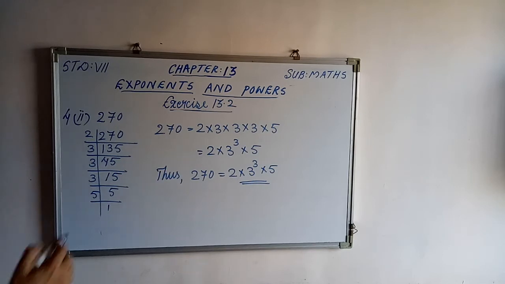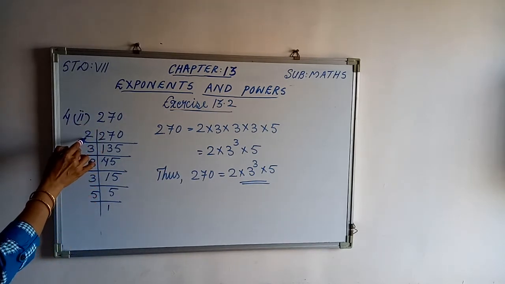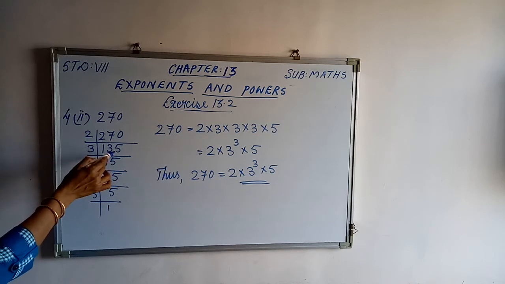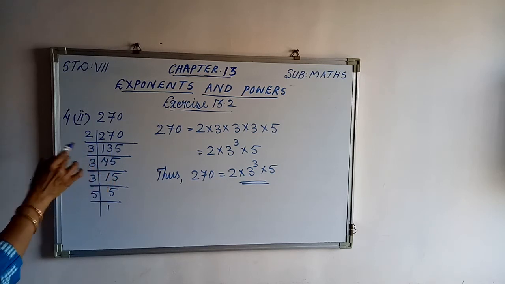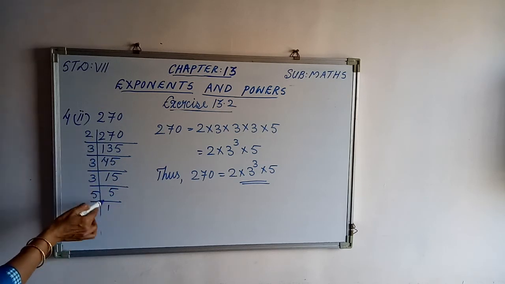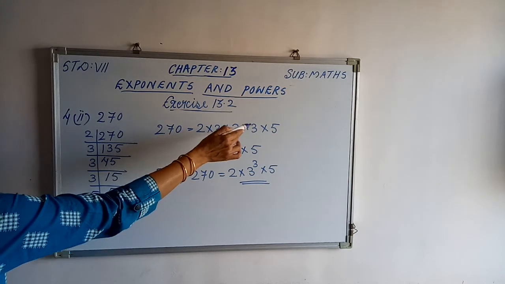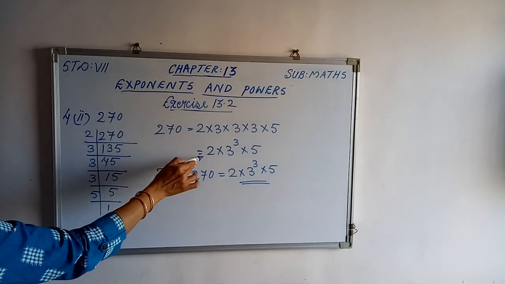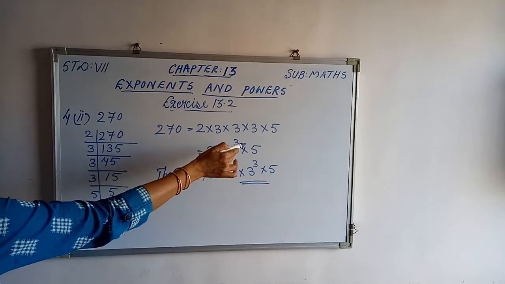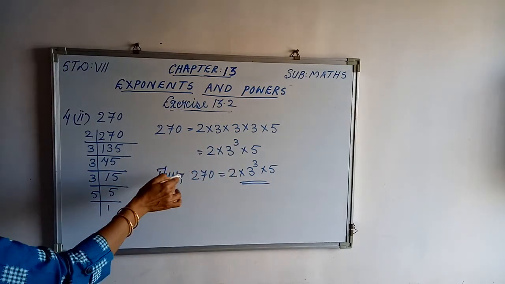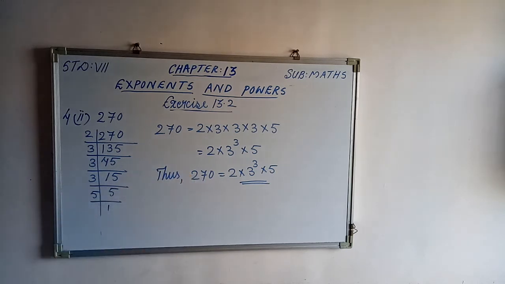Second one, 270. First we can factorize by 2, we get 135. Then 2 is not a prime factor of 135. Then we can factorize by 3 and finally factorize by 5. So we can write 2 multiplied by 3 into 3 into 3 into 5. 2 one time, 3 three times and 5 one time. So thus 270 is equal to 2 multiplied by 3 cube multiplied by 5.